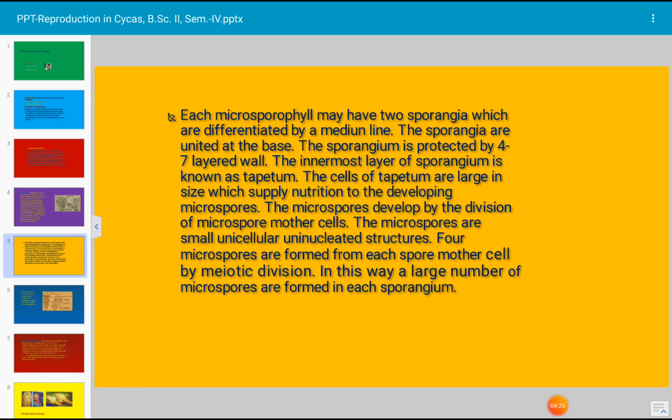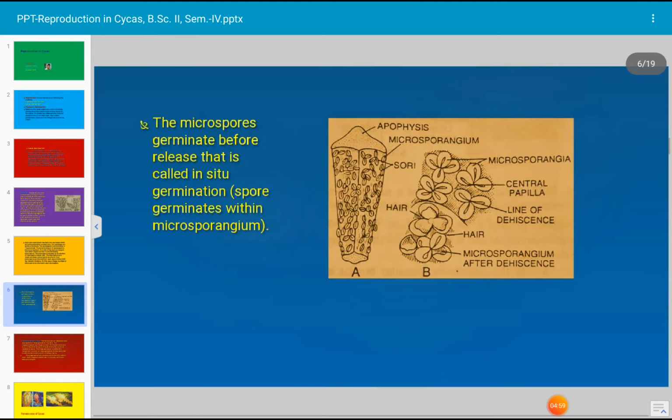The microspores develop by division of microspore mother cells. The microspores are small and unicellular. Uni means one-cell structure. Uninucleate means only one nucleus is present. Four microspores are formed from each spore mother cell by meiotic division or reductional division. In this way, a large number of microspores are formed in each sporangium.